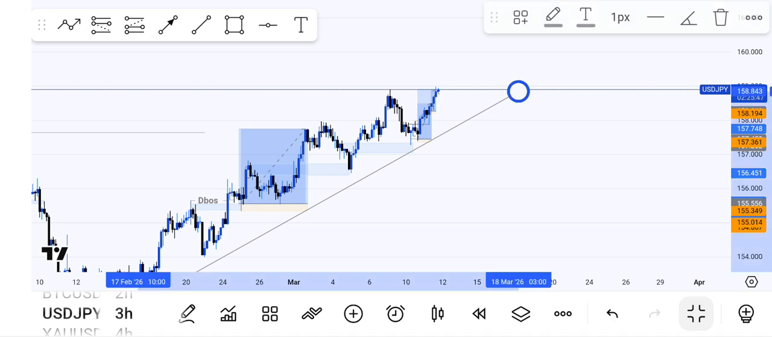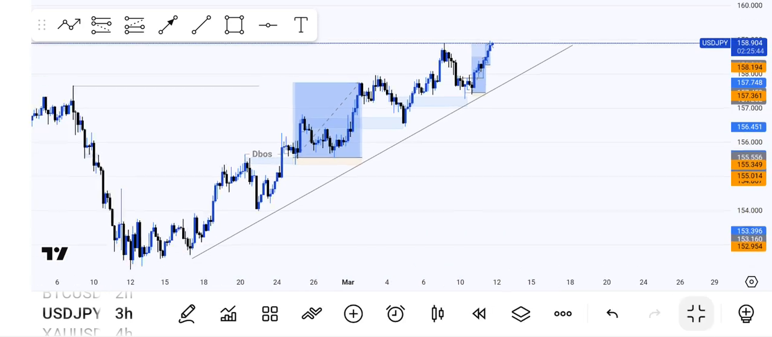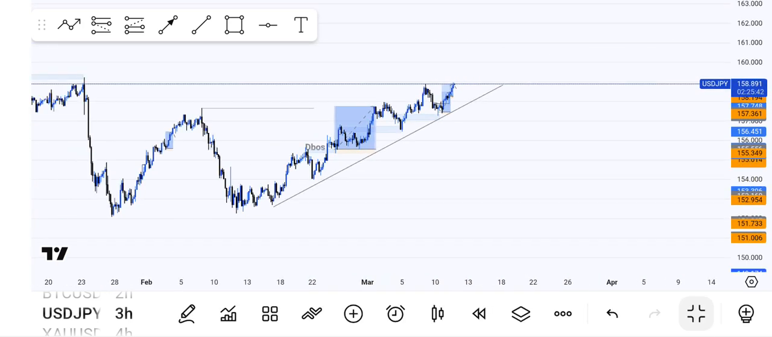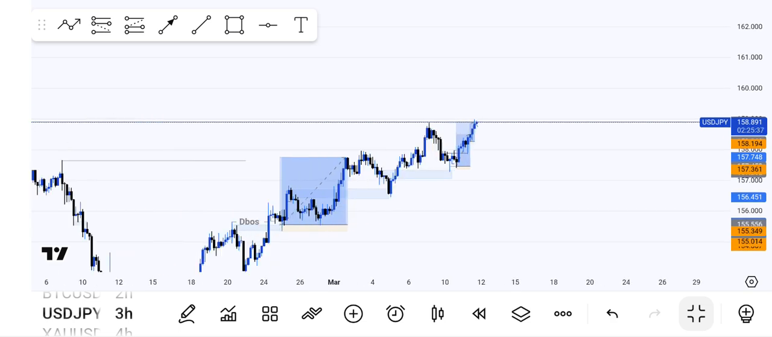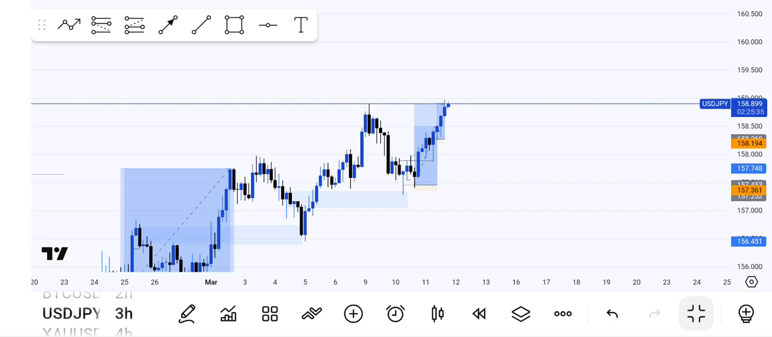Until we take out this, just maintain directional bias, follow the trend, follow the market, and you are good to go. SLP is a very simple strategy if you understand it very well.